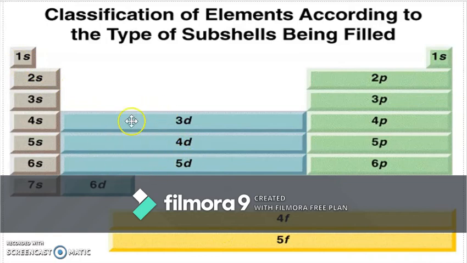Here the center part is the d block. Here the last electron enters the d orbital, so it is called d block elements. In the p block elements, the last or differentiating electron enters the p orbital, so it is called p block elements. At the bottom these are lanthanides and actinides. The last electron enters the f orbital, so it is classified as f block elements.